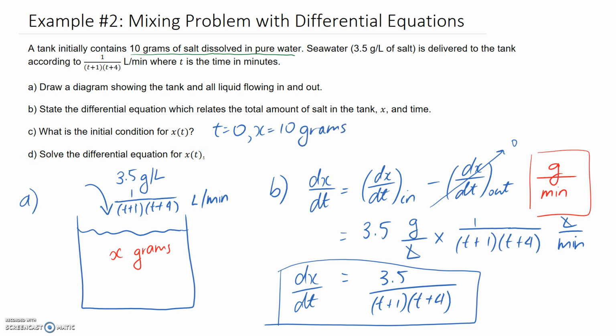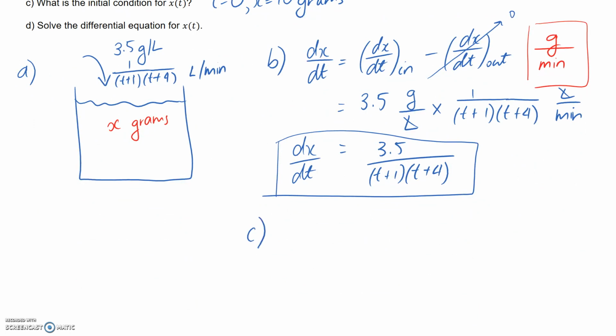So part D is now just to solve the differential equation for x as a function of time. So we're going to start that off by looking for the general solution to the differential equation. Once we've got that, we're going to go back and reference our initial condition in order to get the unique answer to the differential equation. So we'll jump down here.